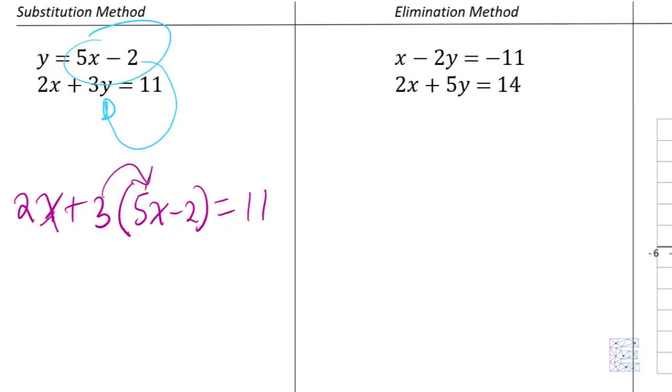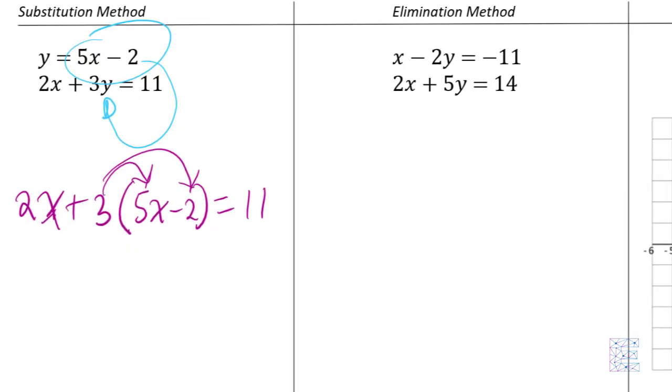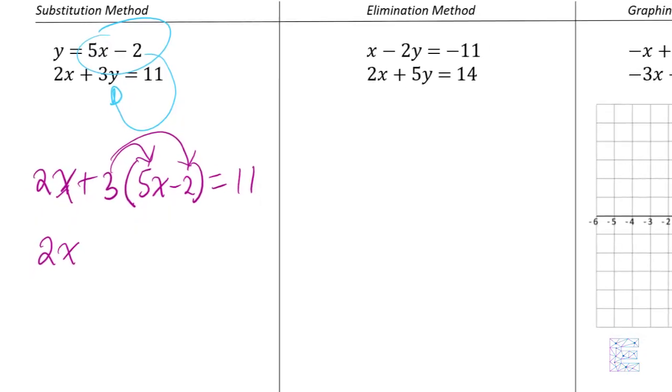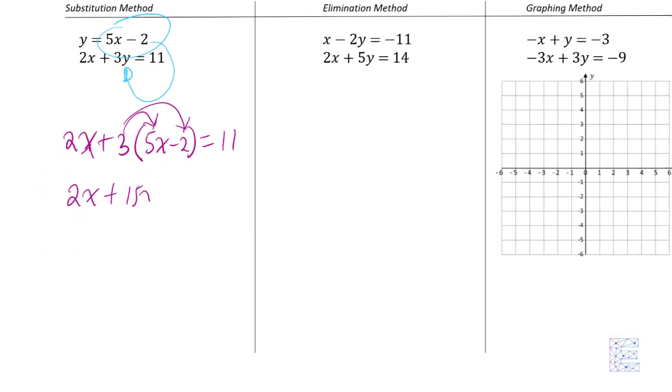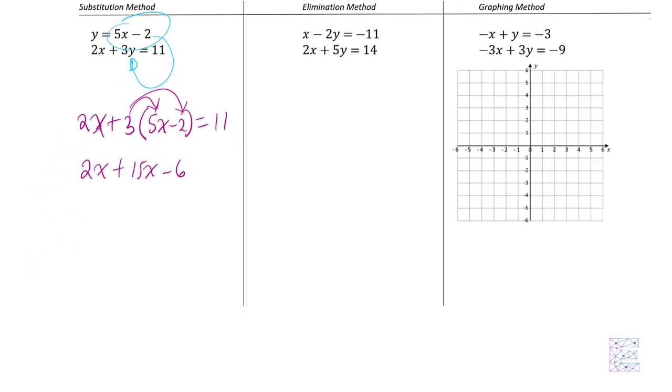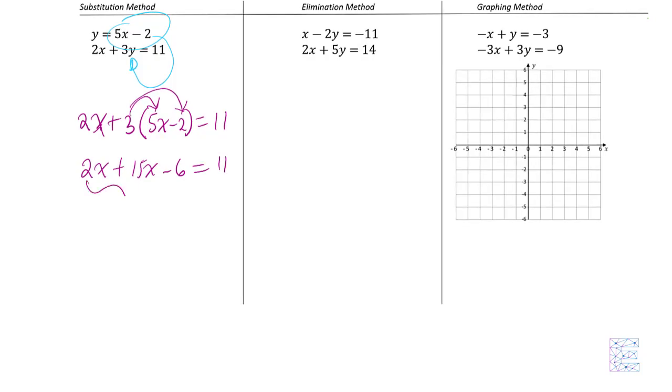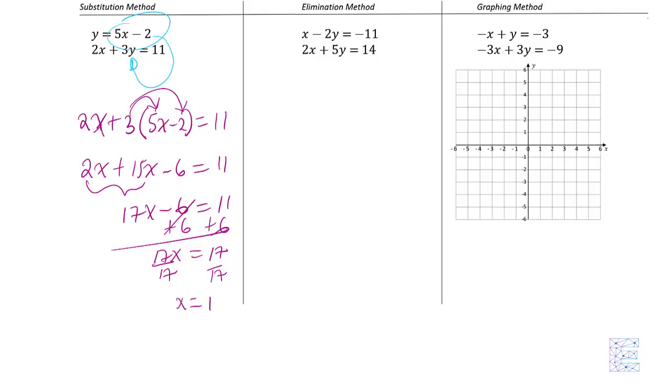Distribute this 3 into both of these to open up those parentheses. We'll have 2x plus 15x minus 6 equals 11. These are like terms, so we combine them: 2x plus 15x is 17x minus 6 equals 11. Of course, add 6 to both sides. The 6's cancel, so 17x equals 17. To finalize, you divide each side by 17 to have x equals 1.